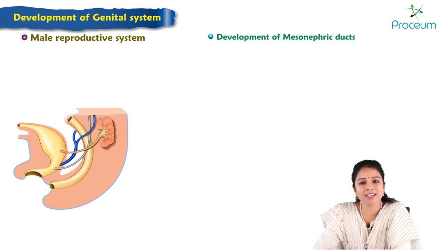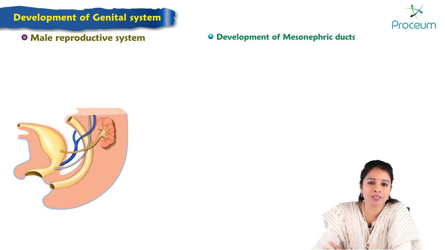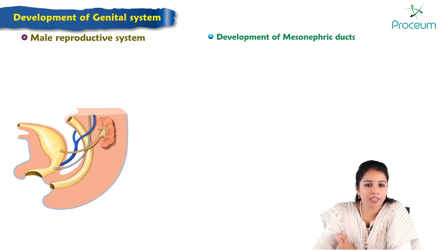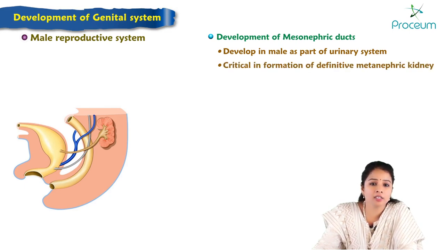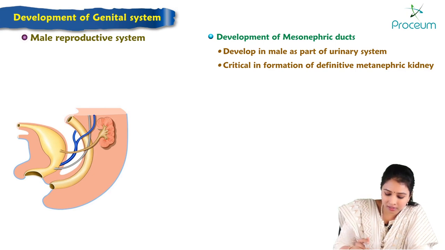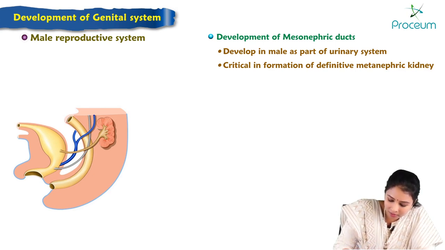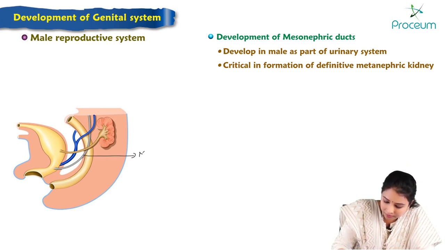So, let us talk about the development of genital ducts, or mesonephric ducts, which are otherwise called Wolffian ducts, and tubules of the male reproductive system. Mesonephric ducts develop in the male as a part of the urinary system because these ducts are critical in the formation of the definitive metanephric kidney. So, here is a sagittal section where we can see the mesonephric ducts.